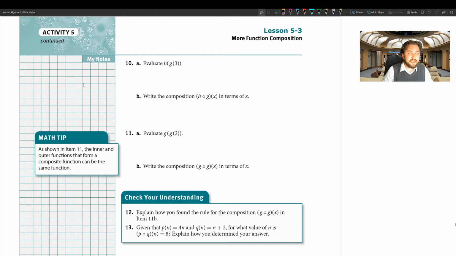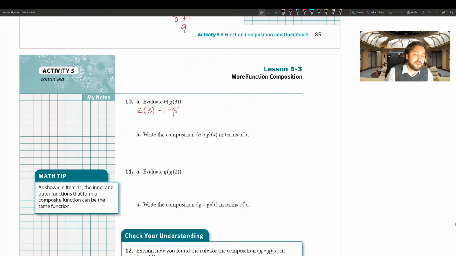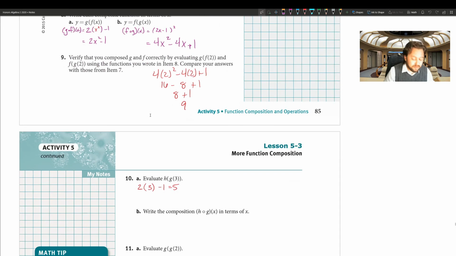Okay, next we're going to be evaluating h of g of 3. I'm actually going to go ahead and write that down so that I remember what's going on. So that would be 2 times the 3 we're plugging in minus 1 equals 5. And that would be the g of x, 2x minus 1. We're going to plug that into h, and h is 4x minus 3. So it'll be 4 times our answer 5 minus 3. So that's 20 minus 3, which is 17.